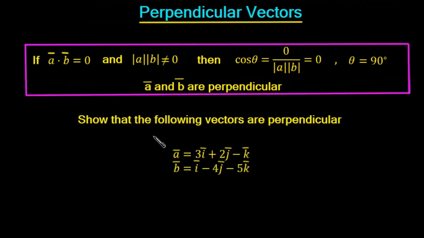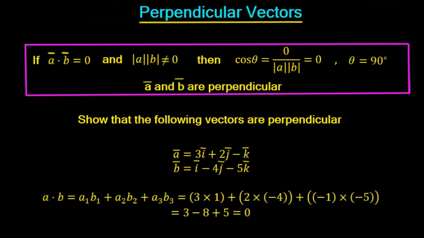So we want to show that these two vectors here are perpendicular. So vector A is 3i plus 2j minus k, and vector B is i minus 4j minus 5k. But we know from above that the two vectors will be perpendicular if A dot B is equal to 0. So we know A dot B is A1 B1 plus A2 B2 plus A3 B3. So if this is equal to 0, we know that the two vectors are perpendicular. So we'll just work these out.